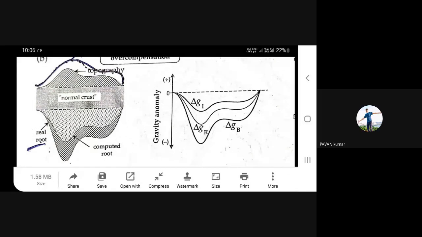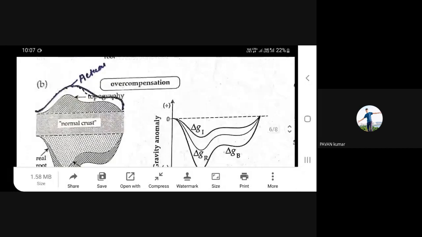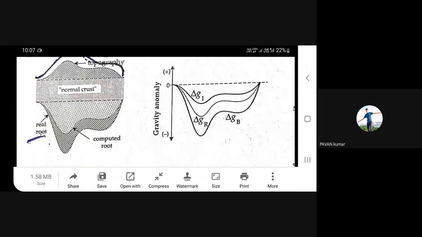So in this case you get a negative gravity anomaly. The negative gravity anomaly is shown as delta g and delta g I. Okay, and delta g b is the Bouguer gravity anomaly, which is because of the real root. The topography shown here is actually present now, but it can be generated because of erosion, which is what I have shown. So in that case, the isostatic gravity anomaly is negative.